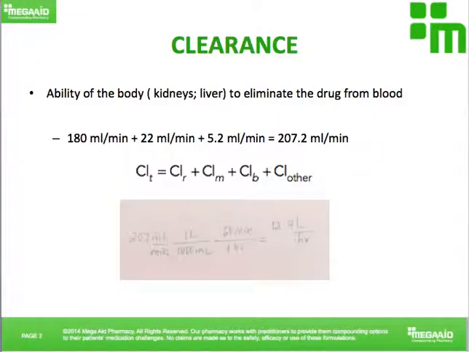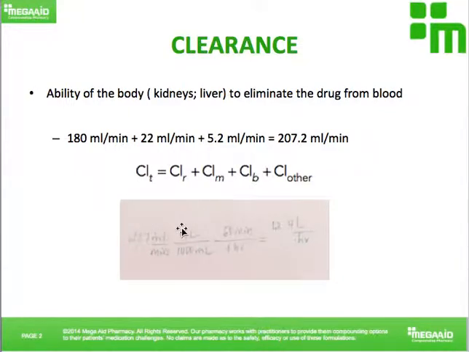So here we go back to our old trusty formula, and we see that we basically have to add everything up. So when I add up the renal clearance, the hepatic, and the pulmonary clearance, I get an answer of 207.2 milliliters per minute. So I'm going to round that up to 207. Now all I have to do is just basically express that answer in liters per hour. So I have 207 milliliters per minute.